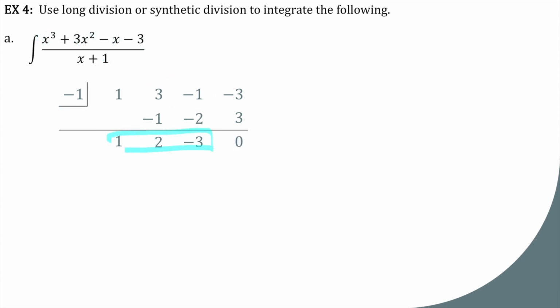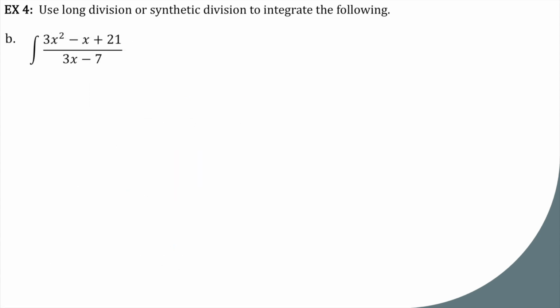So here's my new polynomial. x squared plus 2x minus 3. That you can take the antiderivative of. 1/3 x cubed plus x squared minus 3x, don't forget your constant of integration, plus c.